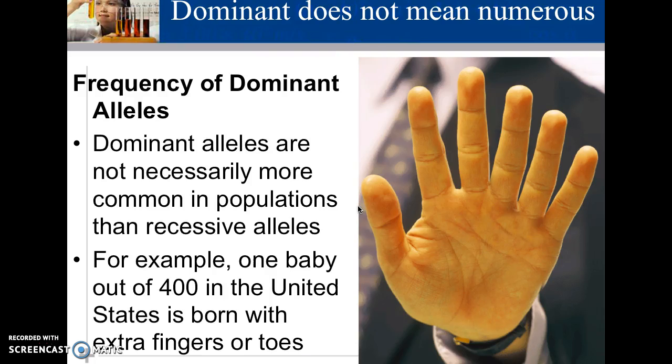Dominance does not always mean more numerous, although that is often the case, right? So if being right-handed is dominant, we also see that there's a higher frequency of people who are right-handed. Dominant alleles are not necessarily more common. For example, 1 out of 400 babies is born with extra fingers and toes, but it is a dominant trait if the organism gets that allele.